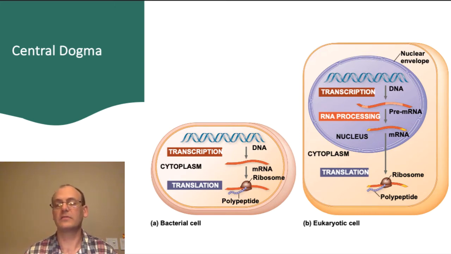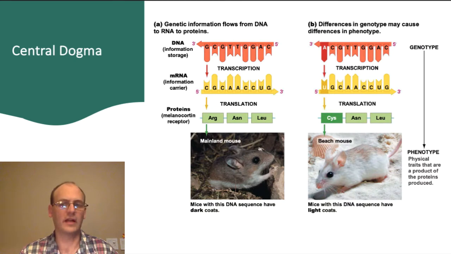There's an important difference between bacteria and eukaryotes. Bacteria don't have nuclei, and so transcription and translation all happen in the same space. In eukaryotes, however, the DNA is stored safely in the nucleus, but polypeptides are formed in the cytoplasm. Transcription happens in the nucleus, and the mRNA transcript is then modified in a series of processing steps before it's exported from the nucleus into the cytoplasm, where translation occurs.